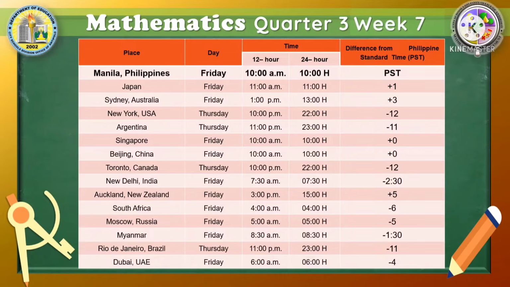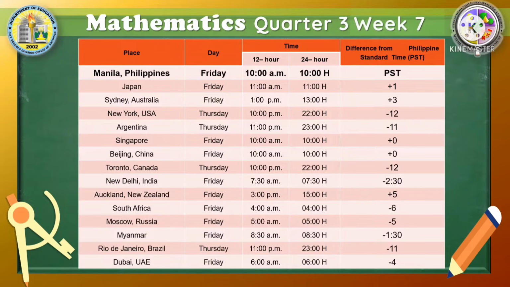If it is 10 a.m. in Manila, Philippines, and you are asked to give the time in Japan, it is 11 a.m. You'll just add 1 hour since Japan is 1 hour advanced compared to Manila, Philippines. While in Sydney, Australia, it's 3 hours ahead. New York is 12 hours behind.